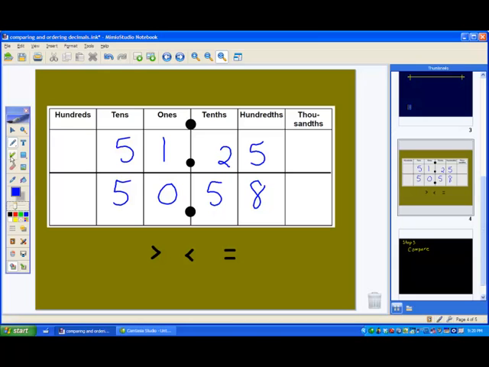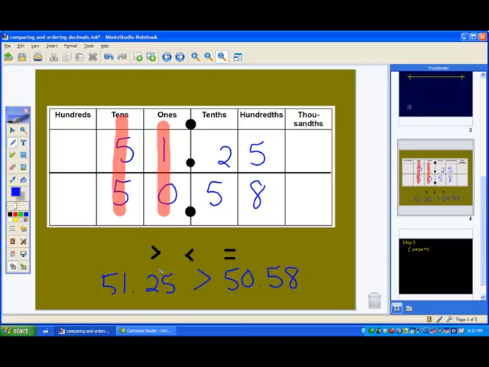Okay? So, just like we did with the regular place value, the whole numbers, let's compare. We lined up our decimals. That was our first thing. We're comparing. They're both the same. That doesn't help. And we look here, and what do you see? You see that the 1 is greater than the 0. So 51.25 would be greater than 50 and 58 hundredths.